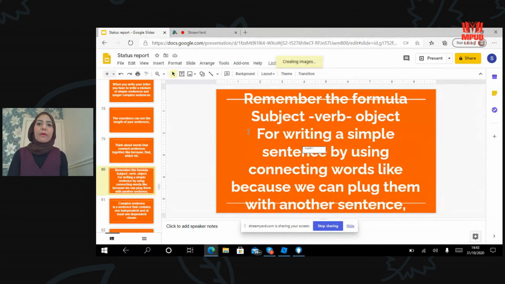So what I want you to do as well is remember the formula. You have a subject, a verb, and an object. This is the back to basics formula when you are writing a simple sentence. And then by using a connecting word, like because, we can plug them into another sentence. So you just plug two sentences together by using a connecting word like because.